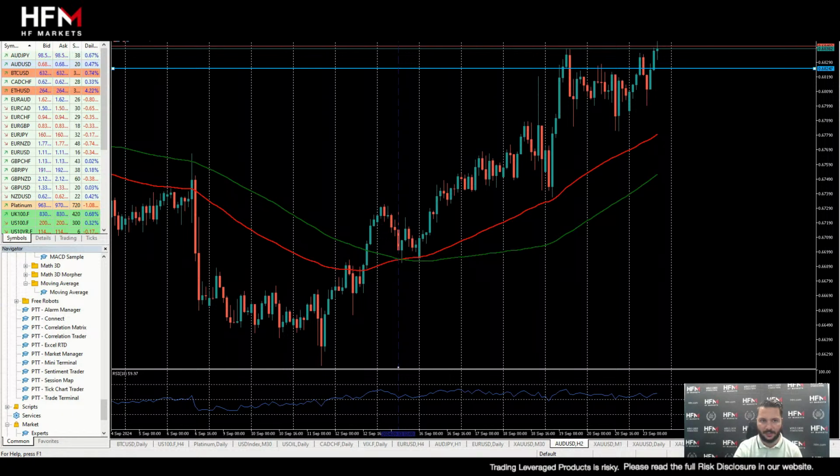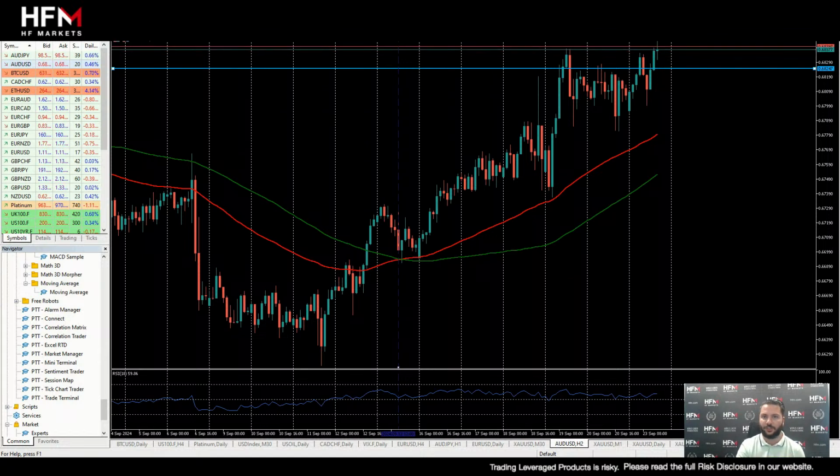Now, somebody says here, are we expecting any economic data over the next few days related to the Australian dollar? Yes, tomorrow we will have, keep in mind though, it's very early tomorrow, the Reserve Bank of Australia. They will confirm their interest rate decision. They are expected to keep their interest rates unchanged.